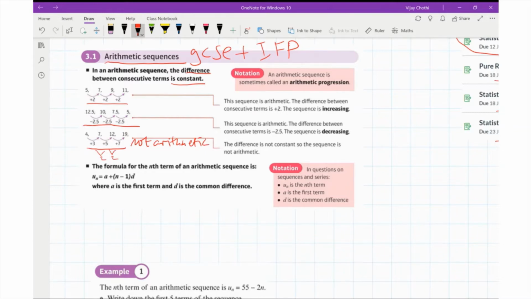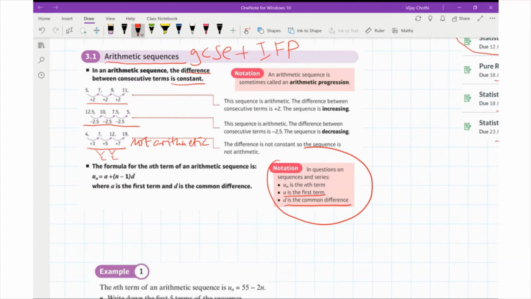So for an arithmetic sequence, the differences between consecutive terms have to be the same, positive or negative. So the notation they use is over here. A is always the first term. D is the common difference. So that can be positive or negative.